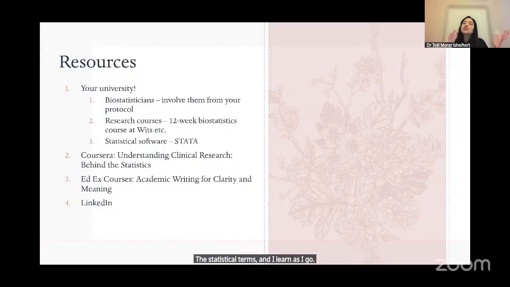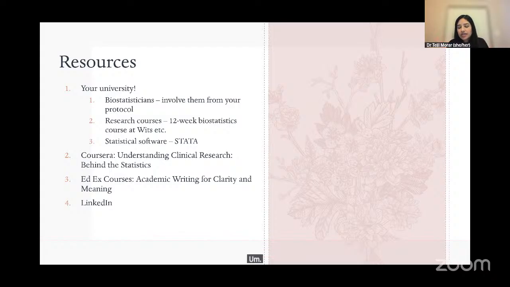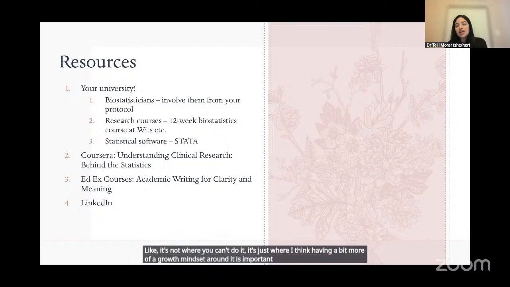Or I forget, oh, what does that statistical test do again? Let me go back and quickly Google. And so it's a continuous process. And I think the more you expose yourself to it, the easier it gets. So I really would encourage you, it's not that you can't do it. It's just that having a bit more of a growth mindset around it is important.